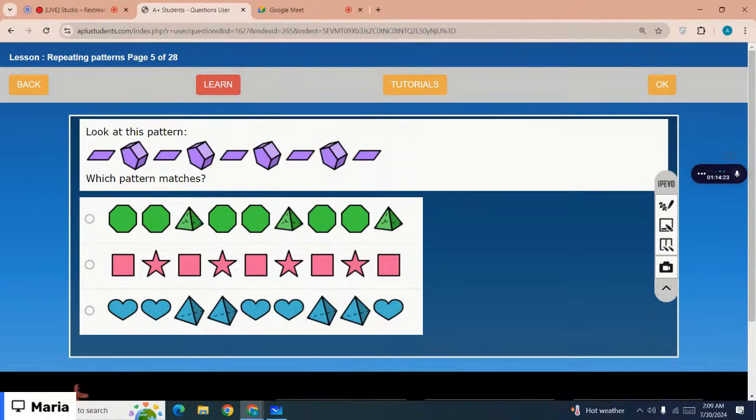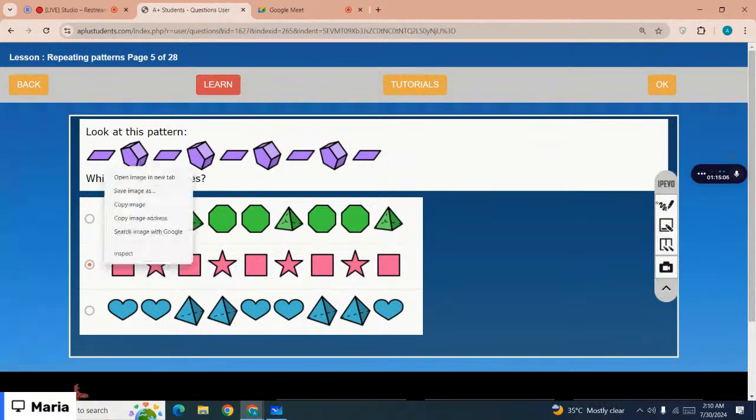Look at this pattern. So which pattern matches? Which is the correct option? One, two, three. The correct option is option number two, right? Because they have exactly the same pattern.